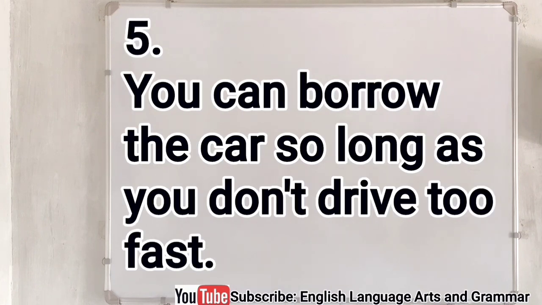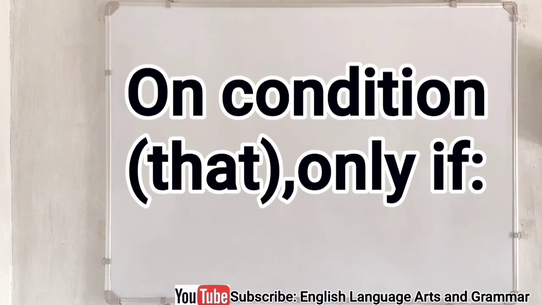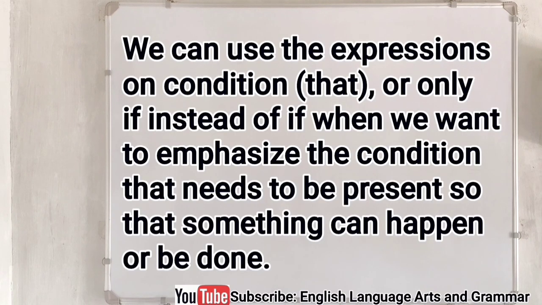Example 5. You can borrow the car so long as you don't drive too fast. Let us learn on condition that, only if, their definition with some examples. We can use the expressions on condition that or only if instead of if when we want to emphasize the condition that needs to be present so that something can happen or be done.